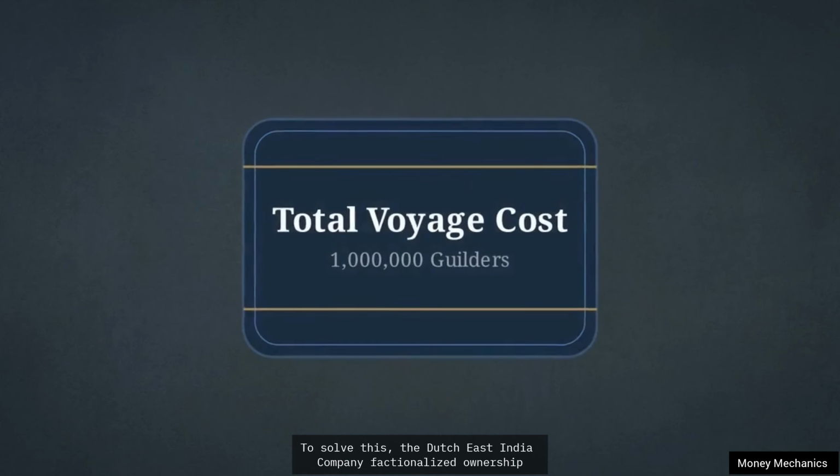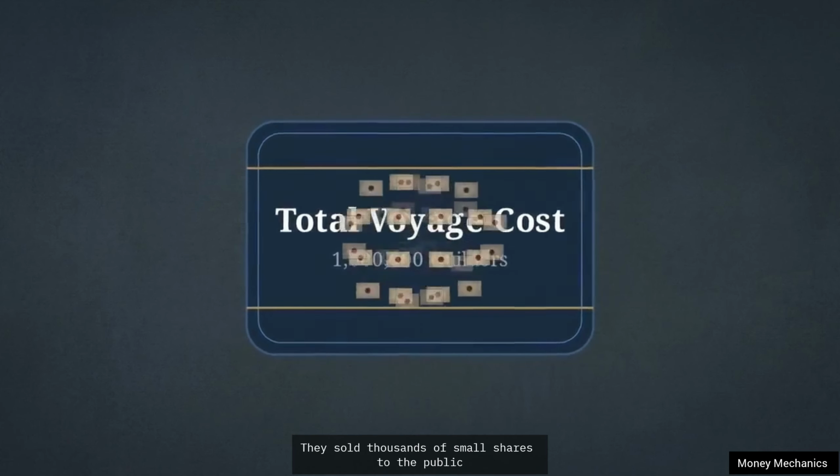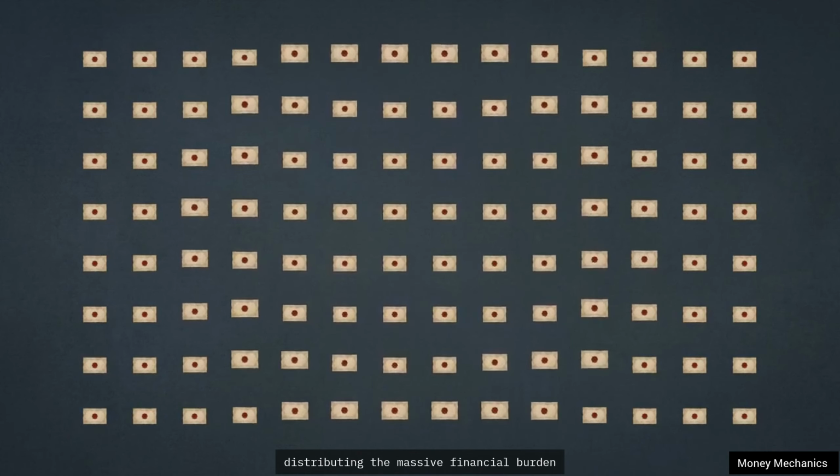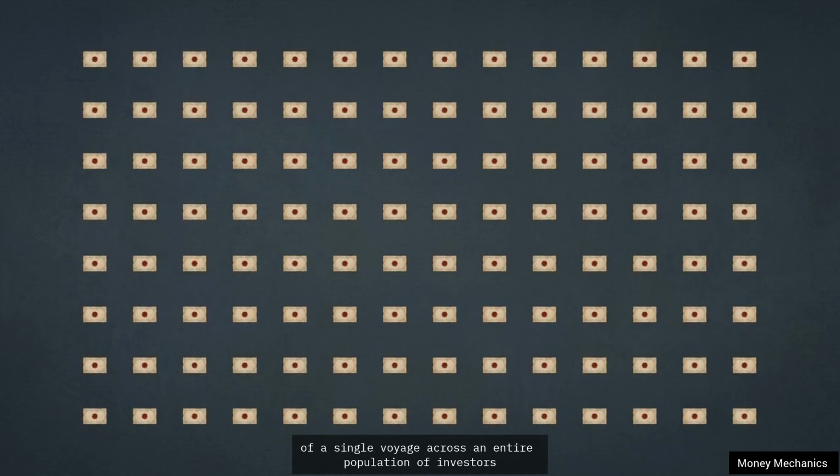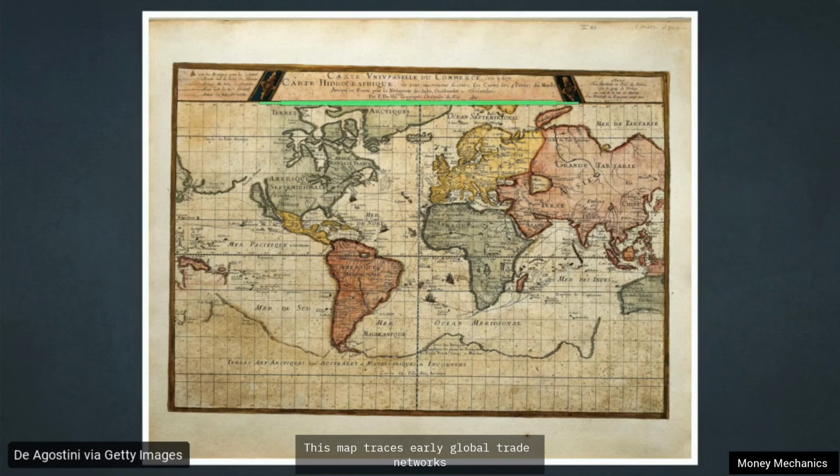To solve this, the Dutch East India Company fractionalized ownership. They sold thousands of small shares to the public, distributing the massive financial burden of a single voyage across an entire population of investors. This map traces early global trade networks.